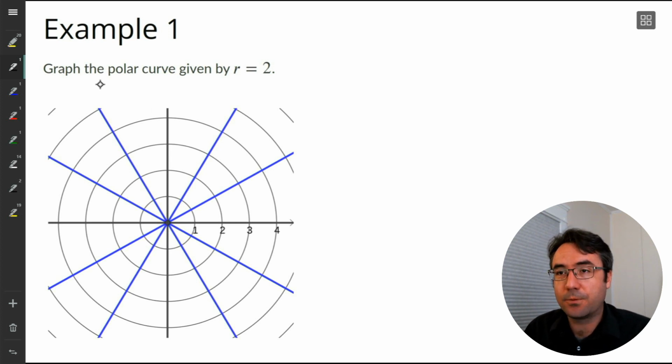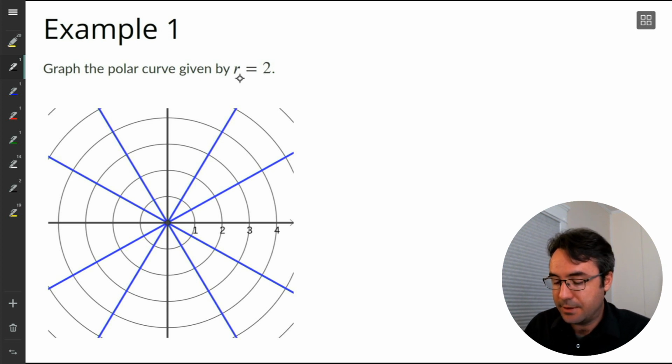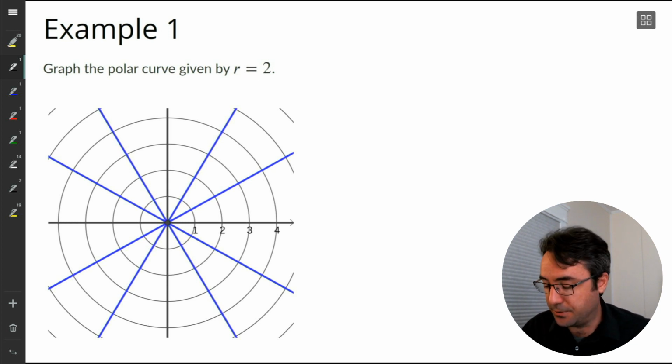And in example 1, we're going to graph the polar curve given by r equals 2. So this is a polar equation. And what we're trying to do when we graph a polar curve and when we graph a polar equation is we're trying to find all of the points in the plane that have at least one representation that satisfies this condition. So that's really what we're trying to do.